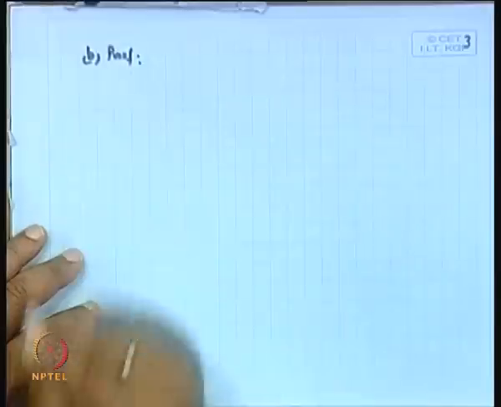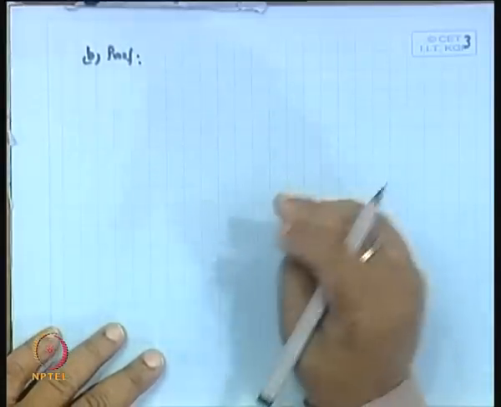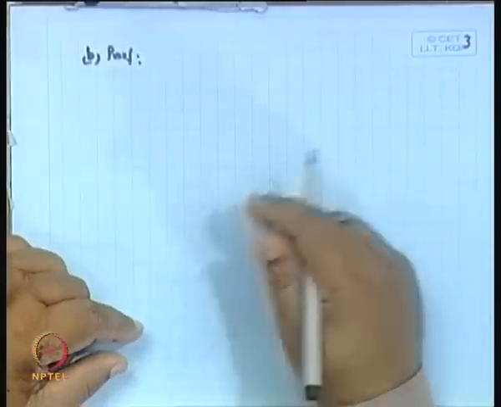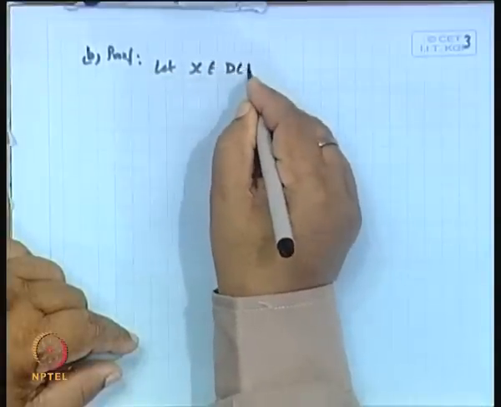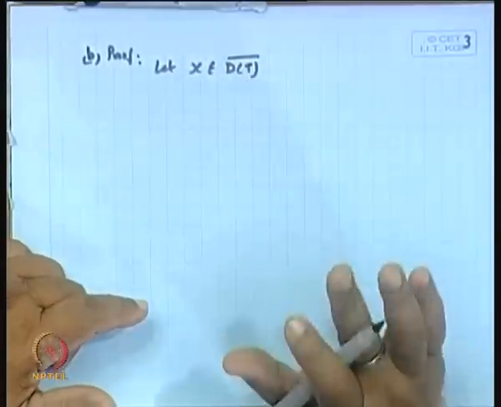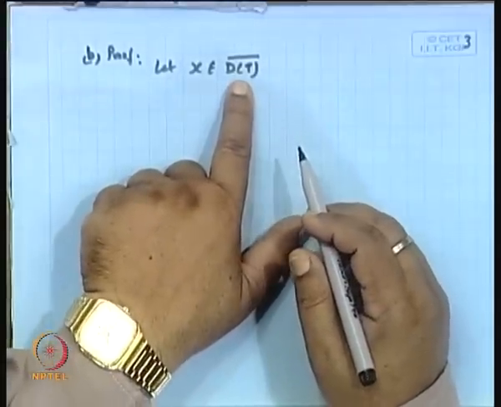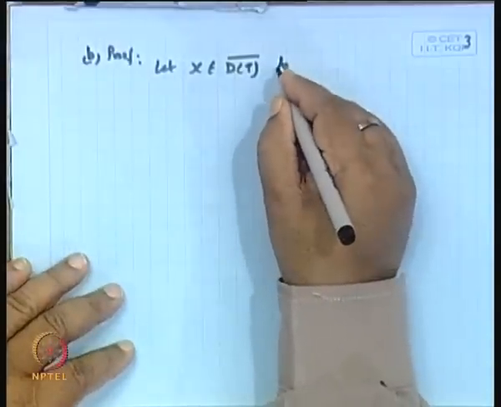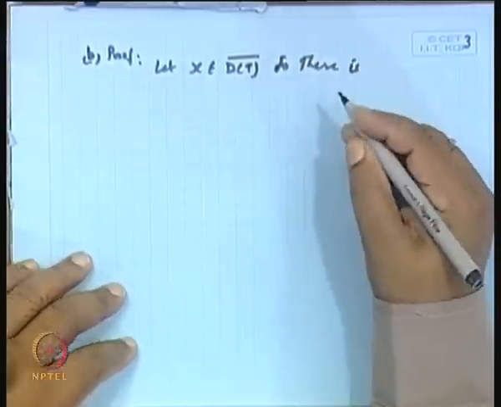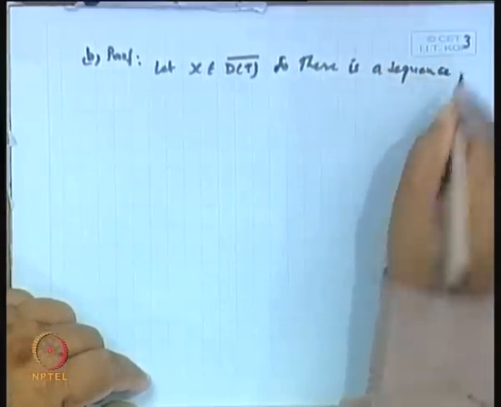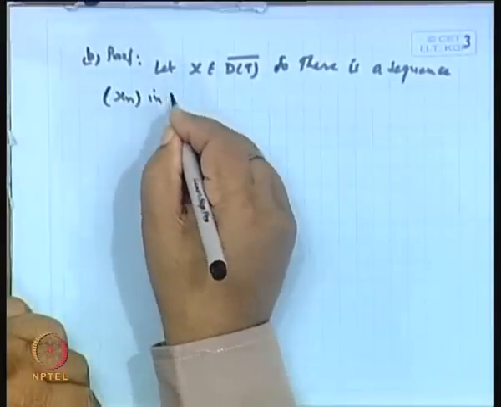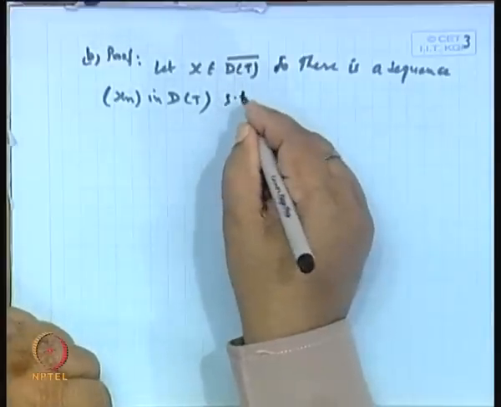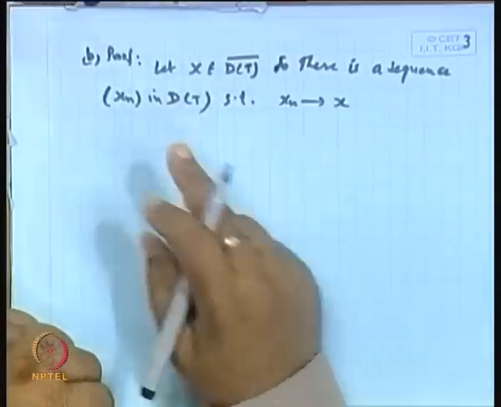Second part, the proof of part B. What we want to show is: if T is closed and Y is complete, then the domain is a closed subset of X. So, all the limit points of sequences in D(T) must be in D(T). Let X be a point belonging to the closure of D(T). If I prove that X belongs to D(T), then D(T) will be closed. Since X belongs to the closure, by definition there must be a sequence x_n in D(T) such that x_n converges to X, because X is the limit point of this.